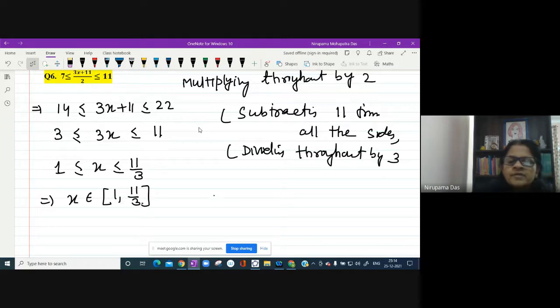If you want to plot this on the number line, let's do it. 11/3 means 3 point something. You have 1 here, 2, 3, 4. It is somewhere around 3.6, so 3.5, 3.6, nearly here. Let me take it approximately. Then you can just make the line bold here.